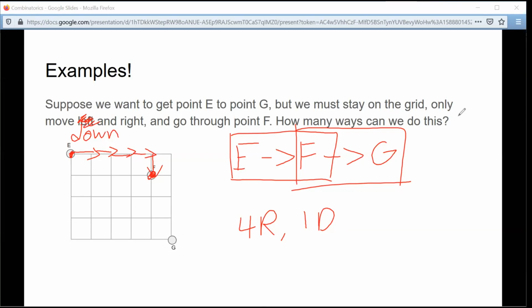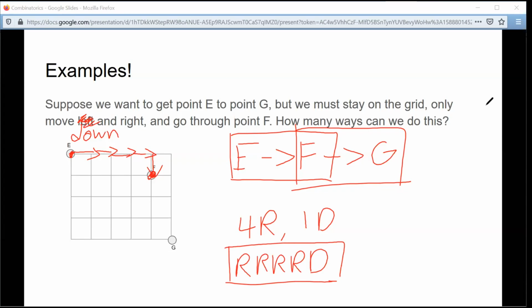Okay, I saw someone do 5 factorial over 4 factorial times 1 factorial. So let's list out a possible word here. So this is a possible word.